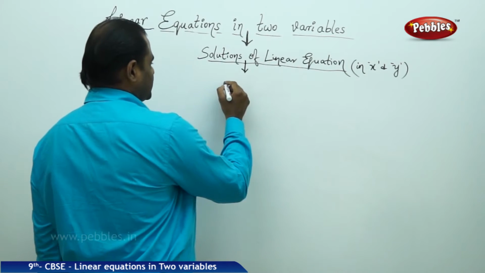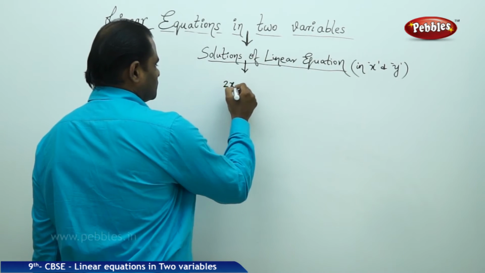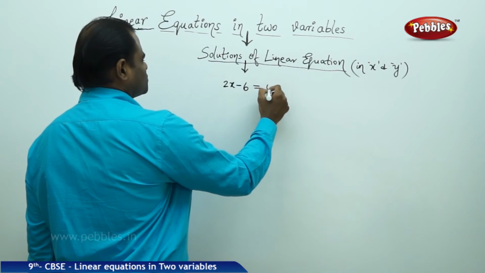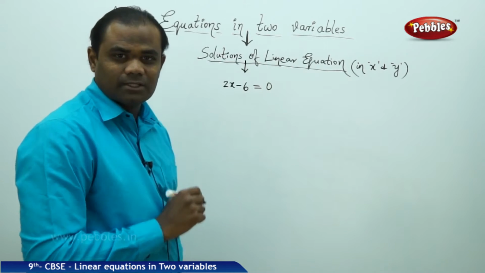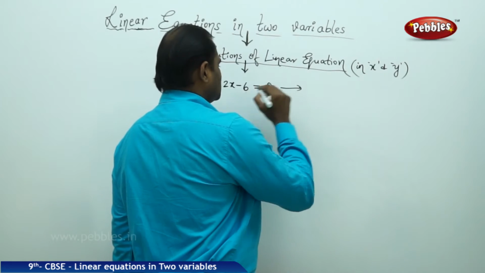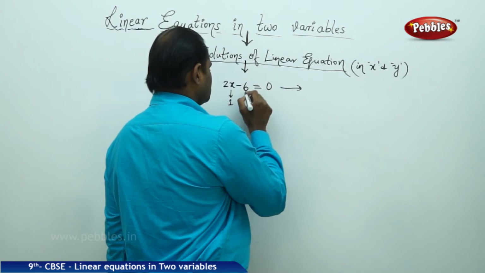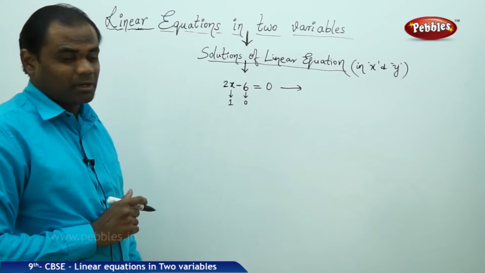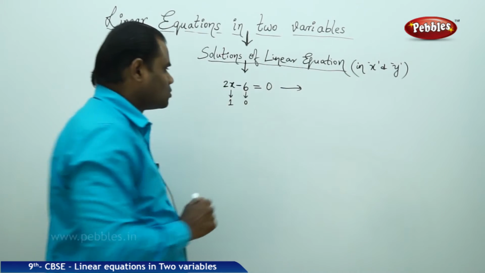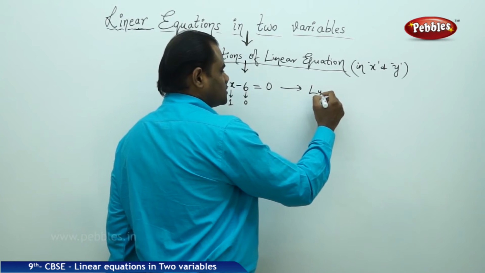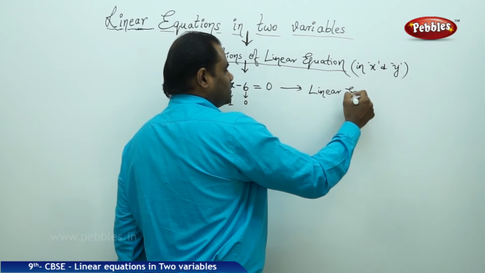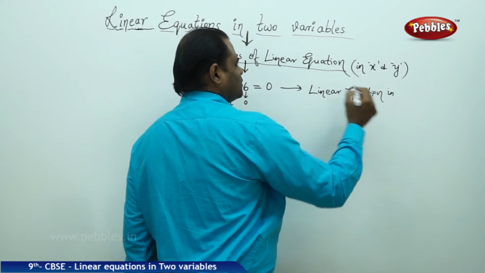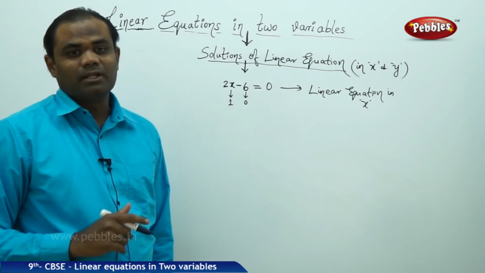For example, I take 2x minus 6 equal to 0. I clearly see this to be degree 1 and degree 0. Therefore, this is a linear equation, but the number of variables is x. So, this being an equation, this is an example of a linear equation in x, in one variable x.